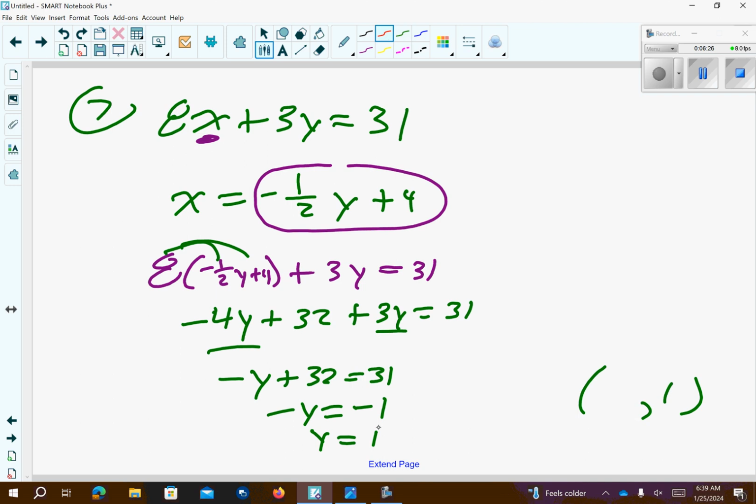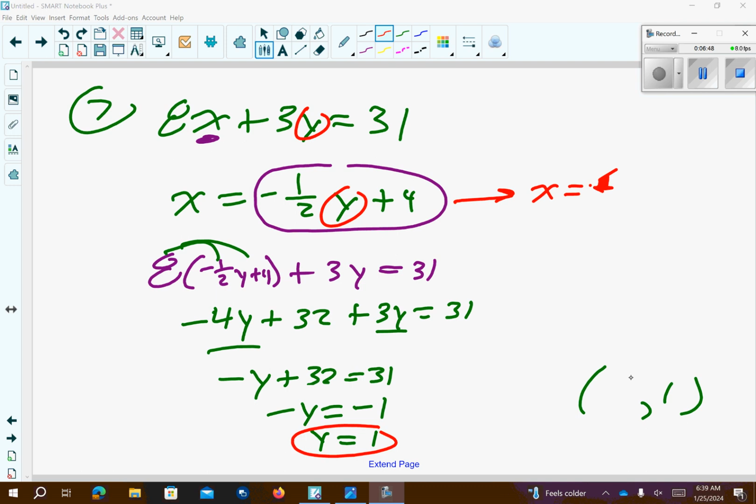Okay, so I'm going to take this y value and I'm going to plug it in either here or here. I'll plug it into the bottom one. So I get negative 1/2... Oops, it's starting to goof up on me. So basically, if I plug in 1, I get negative 1/2 plus 4. So the x value is going to be 3.5.